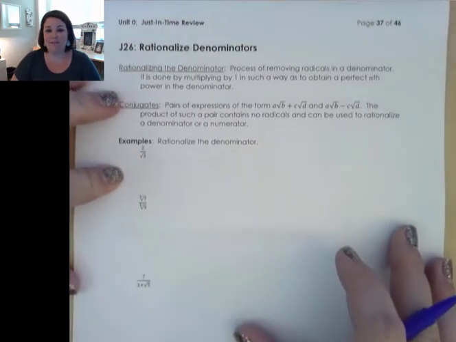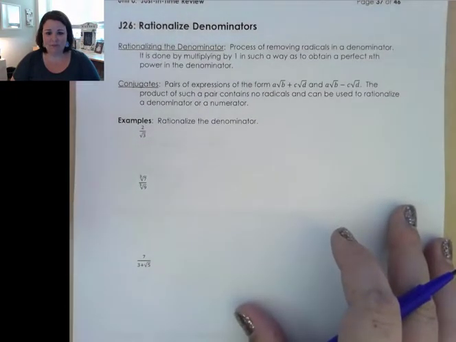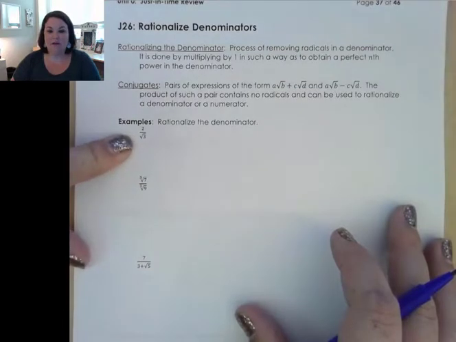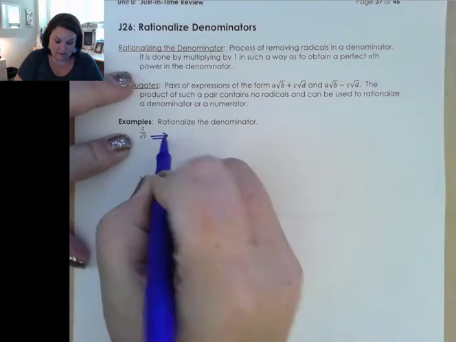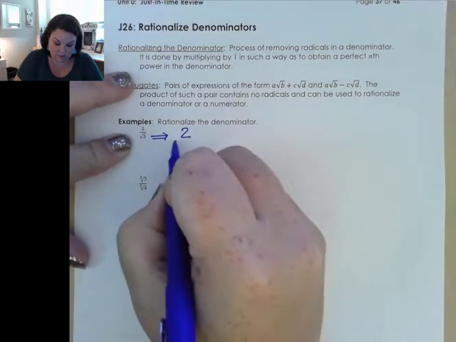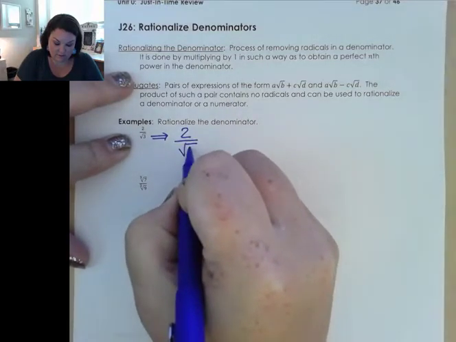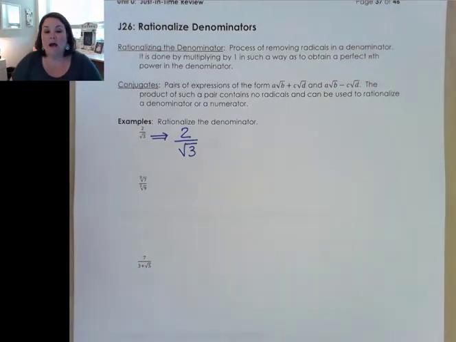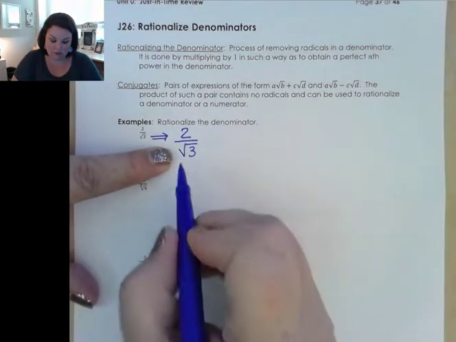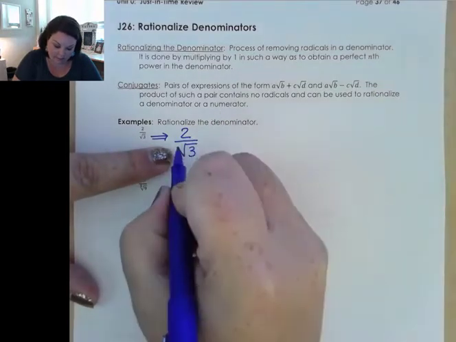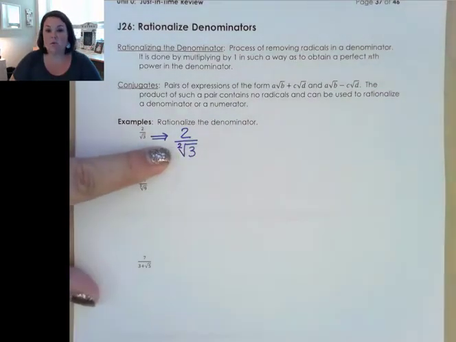I am sorry that the print on this page is super small, so I'm going to write it just a little bit bigger so that we can actually see what we're doing. So what I want to do, and again I'm just rewriting this as 2 over the square root of 3. First of all, what's that index number? When there's not a little number written here, it's an implied 2, so we're dealing with a square root.